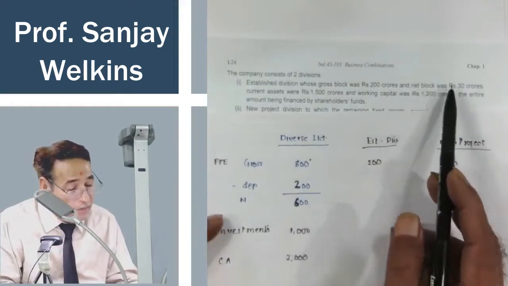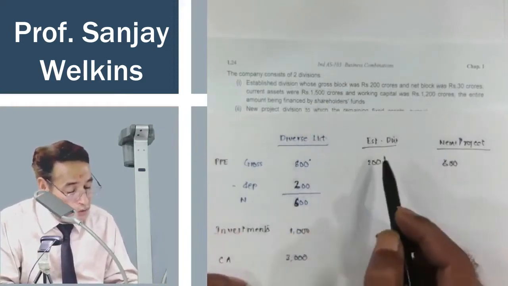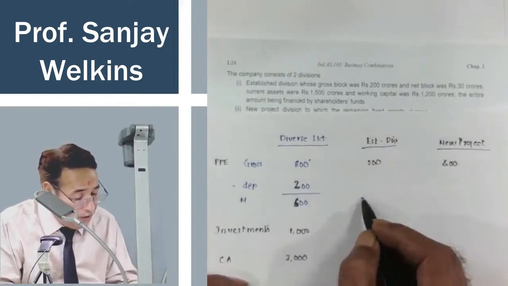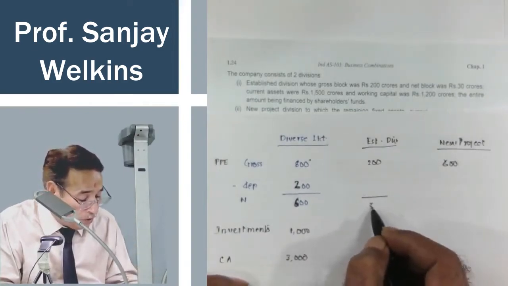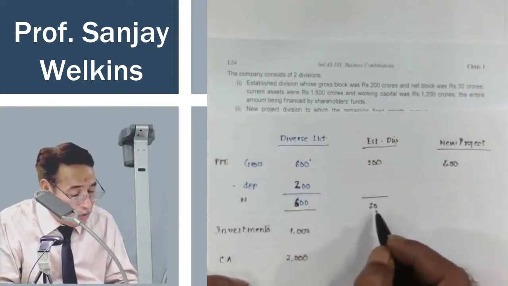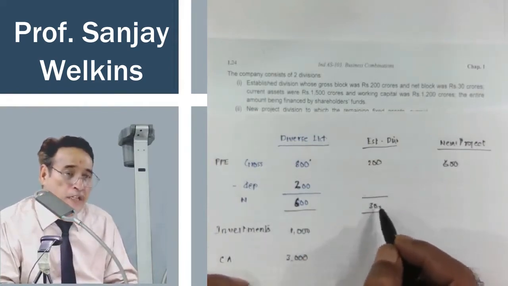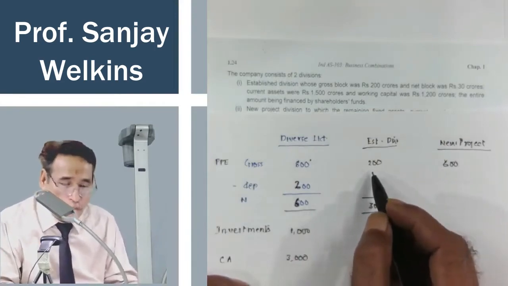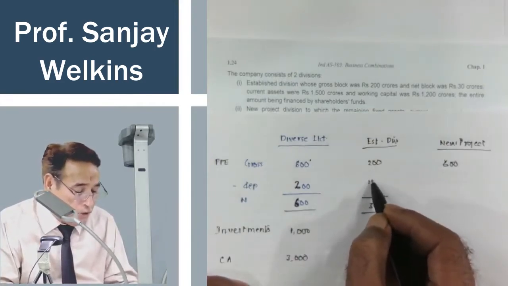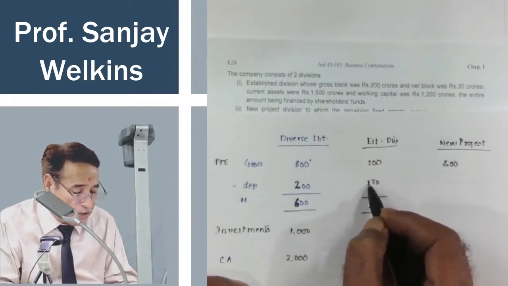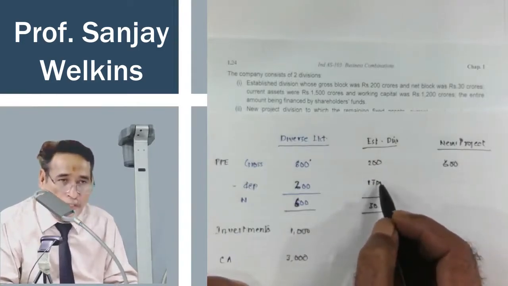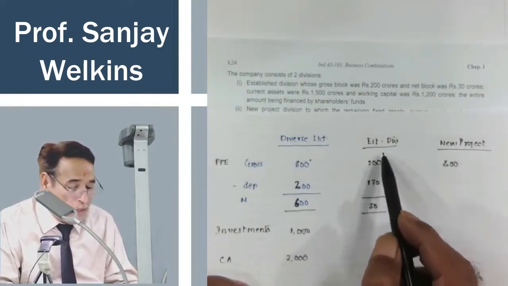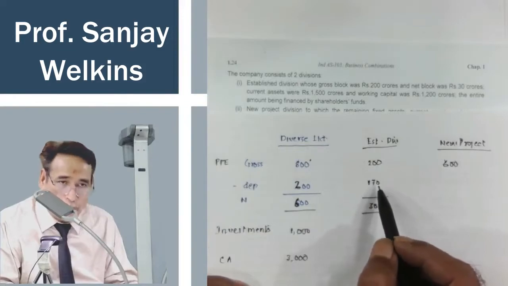Now further we have been given that the establishment division's gross block is 200 crore and net block is 30 crores. That means the net value of property, plant and equipment is 30. If the gross value is 200, one need not require much mental exercise to know the value of depreciation. So we may say depreciation of property, plant and equipment related to the establishment division must be 170.